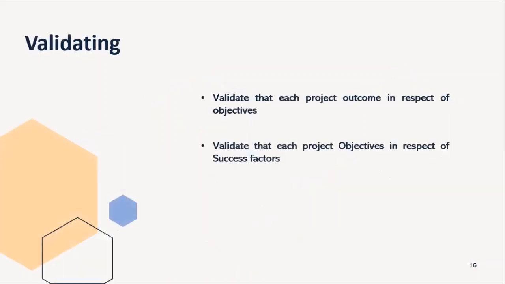Now, after mapping, you have to validate all the outcomes and results. The final step in creating a benefit map is to validate that each project outcome directly supports the achievement of the project objective, and that the project objective, through the delivery of the project outcomes, directly supports the achievement of the business success factor it is associated with. So these are the metrics for validating your outcomes against project objectives, and project objectives against the project success factors. So here you validate your benefit map.